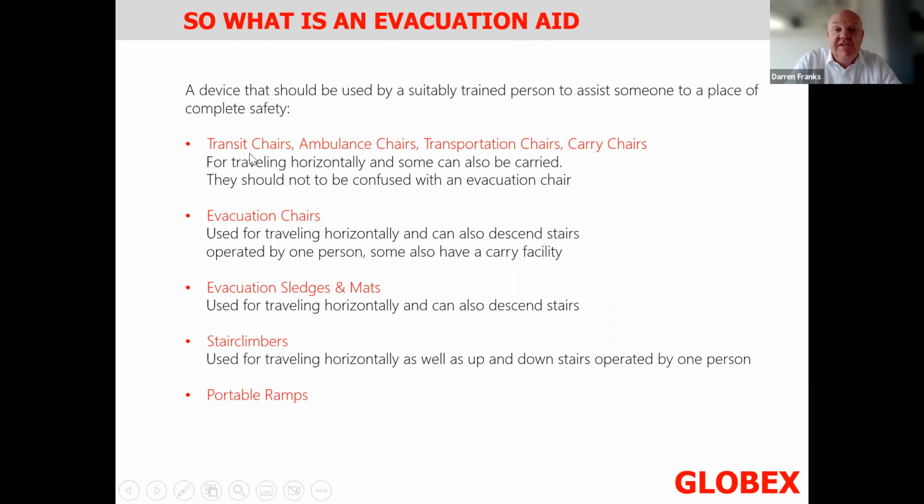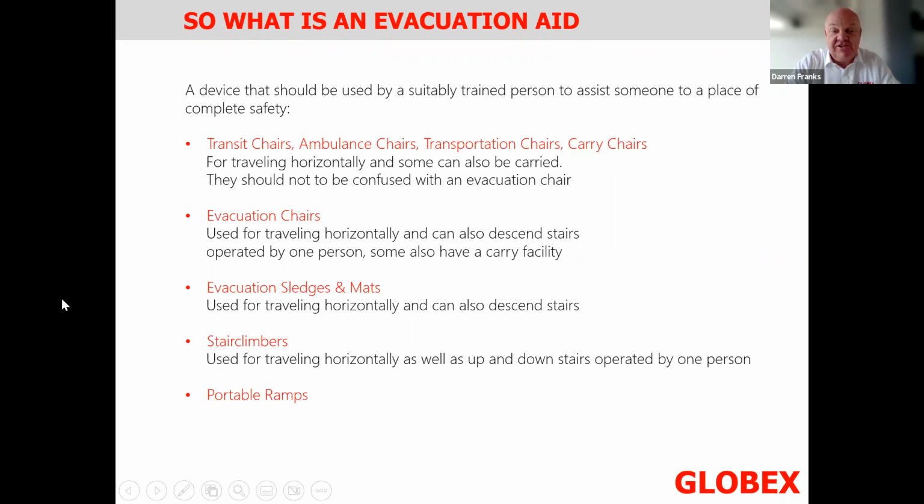So first of all, starting with these, there's all different names: transit chair, ambulance chair, transportation chair, and carry chairs all tend to be the same thing. I'm going to show you some pictures in a moment, but these are generally devices that are used for traveling along corridors, just horizontally through a building, and they should not be confused with an evacuation chair. As I said earlier about the British standards, again, some companies make it up as they go along, but an evacuation chair is something specifically designed for coming down the stairs.